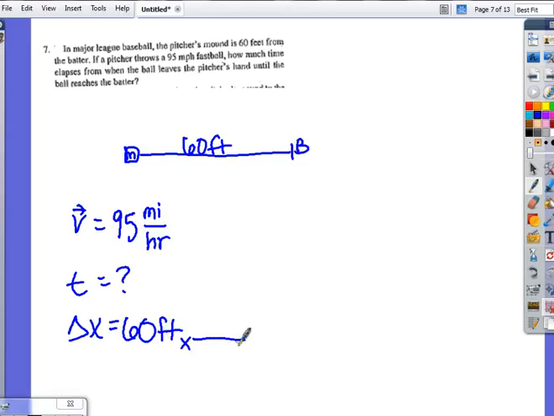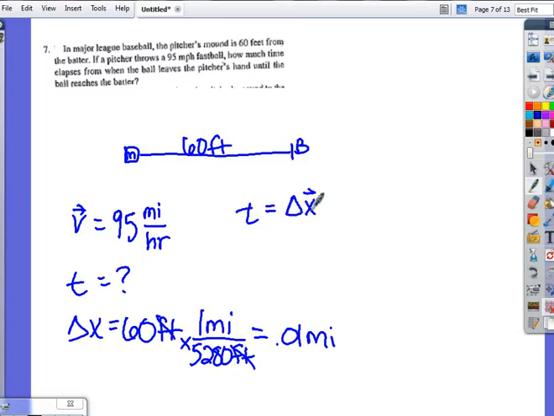Now I want to make sure I'm using the same units. So there are 5,280 feet in 1 mile. So feet cancels here, and I'm left with 0.01 miles being my displacement. Now you just know that time equals delta x over my velocity, because velocity equals displacement over time, and these two variables, algebra trick, they just switch.